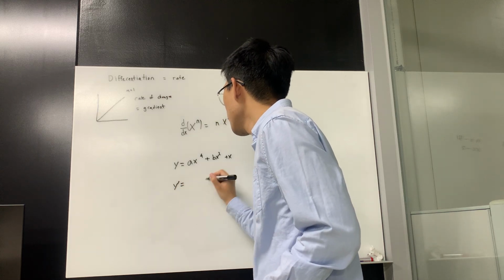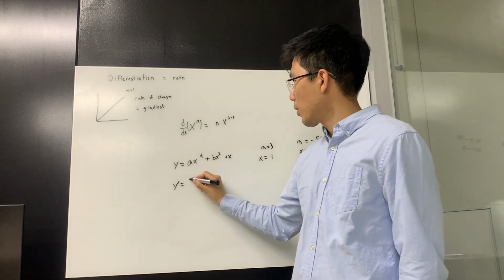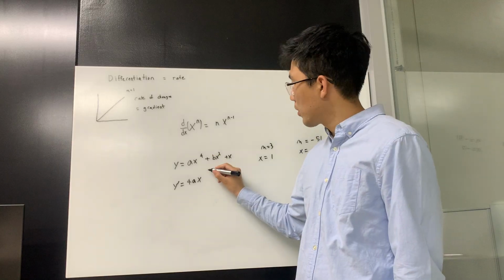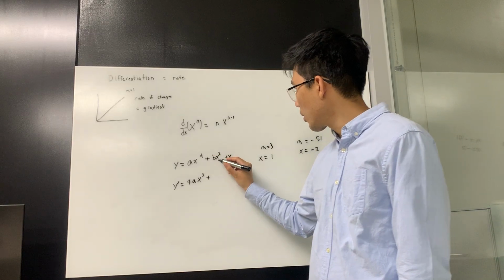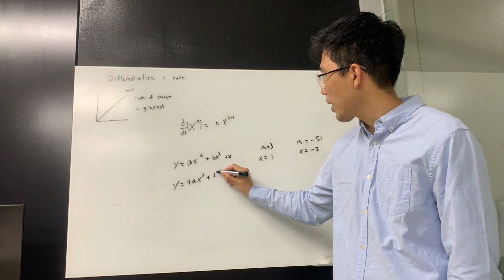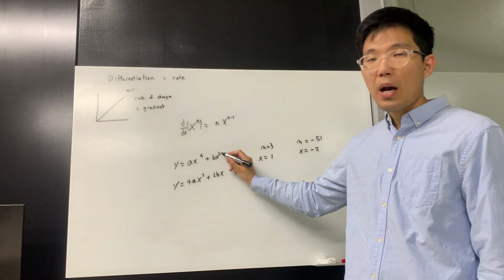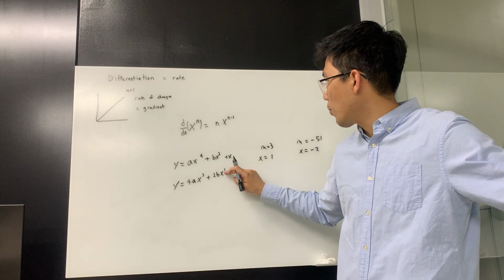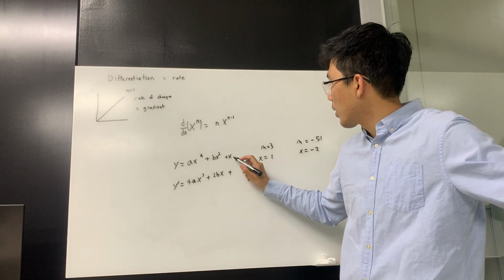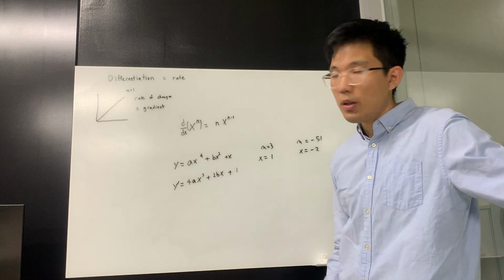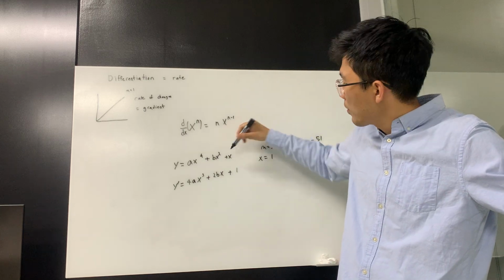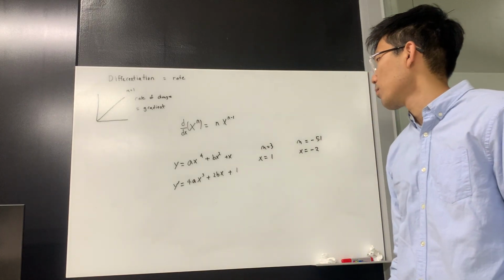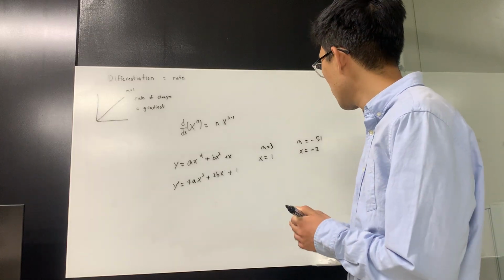Y prime, let's differentiate. Power of 4 comes down. 4 times a is our new scalar. And from 4, drop 1, 3. 2 comes down as scalar. 2 times b times x. Power of 2, drop 1, it's 1. Okay? And x to the power of 1 we can just ignore. And x is just simply power of 1, so power of 1 comes down to 1, so it's 1. And then power of 1, drop 1, 0, and that's just 1. Okay?